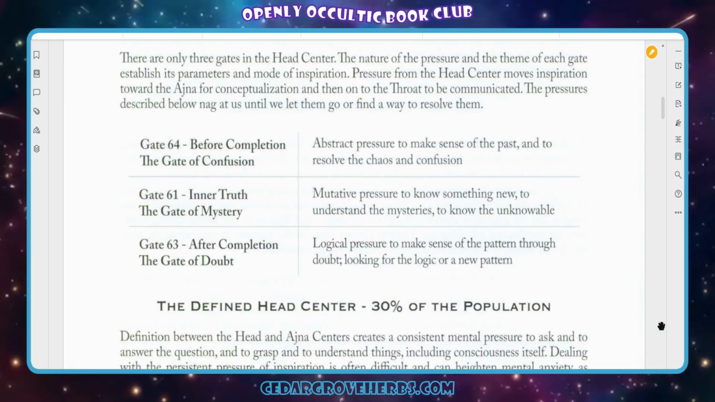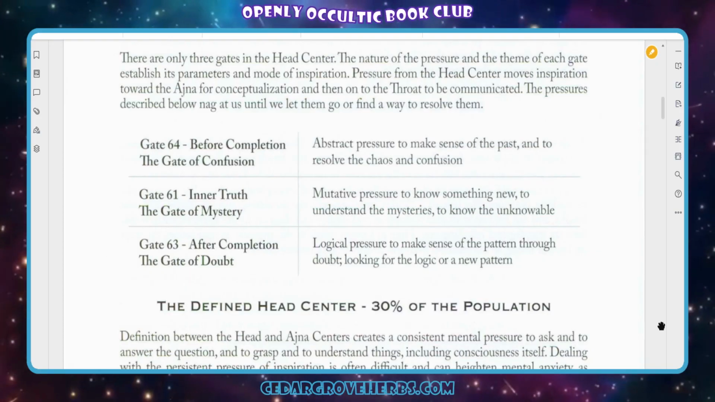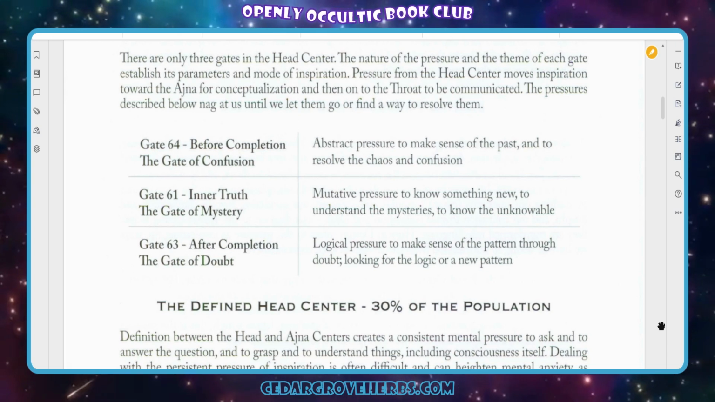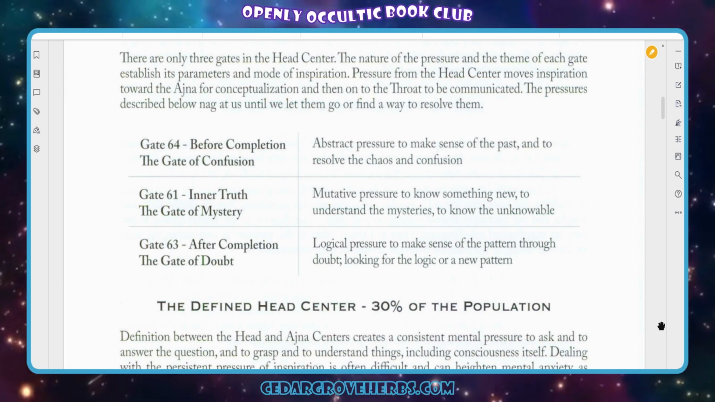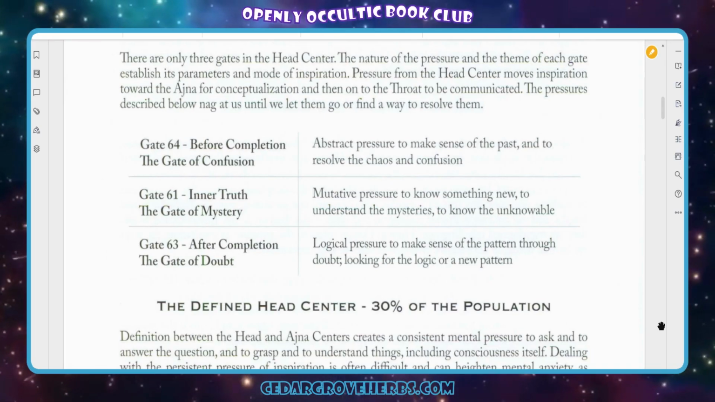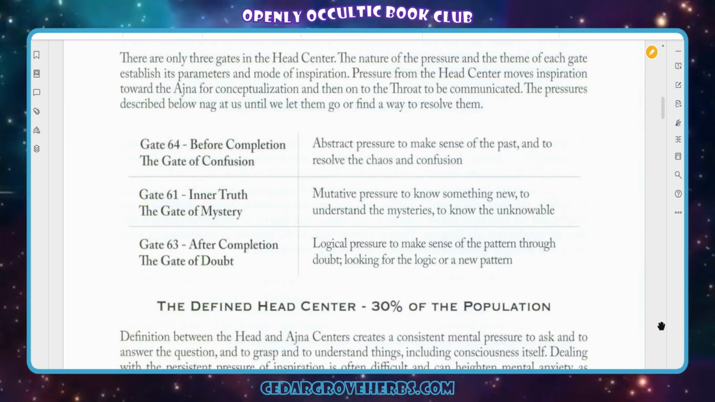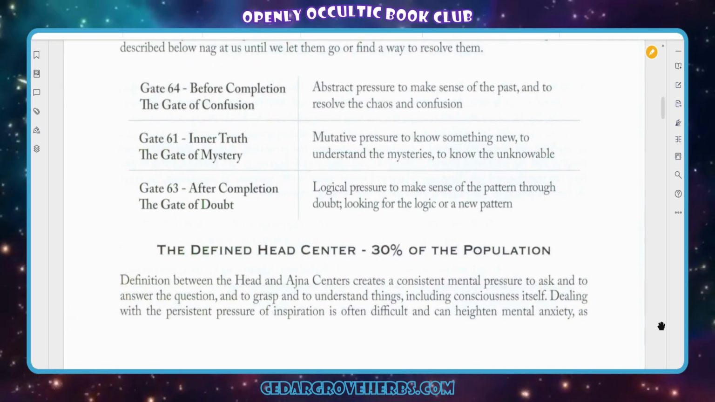Gate 61, inner truth, the gate of mystery. You're dealing with mutative pressures to know something new, to understand the mysteries, or to know the unknowable. Gate 63, after completion, the gate of doubt. Logical pressure to make sense of the pattern through doubt, looking for the logic or a new pattern.